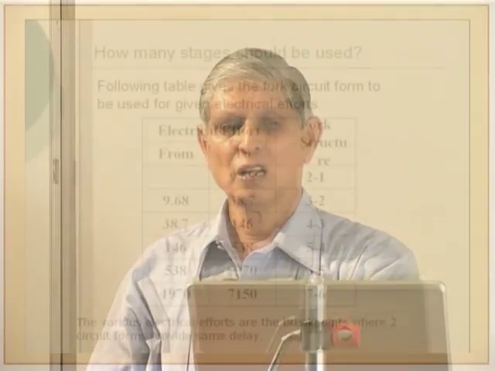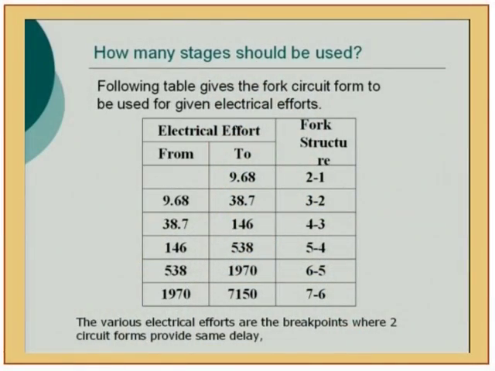So there is an inflection point where both are equal. You may have 2-1 or 3-4, and 2-3 will have the same delay. Something below, you should have only 2-1; something above, you should have 3-4. Keep doing like this. This is the table I am talking about. Somewhere at 9.68 electrical effort, both are the same.